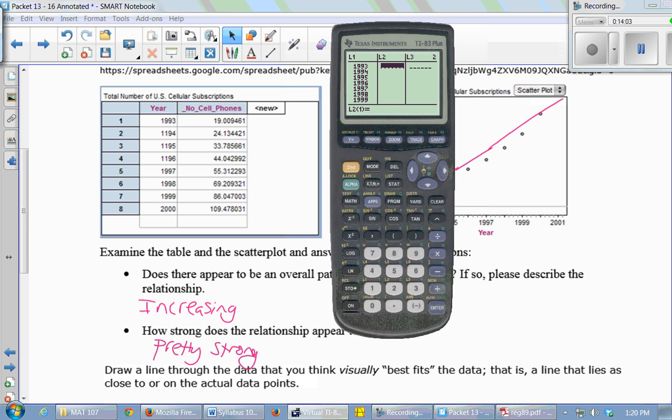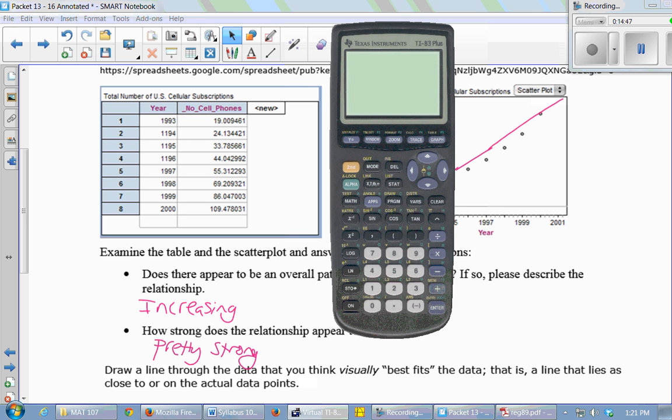And then our number of cell phones data, 19. I'm just going to round these to save time. 24, 34, 44, 55, 69, 86, 109. Okay, so one way to do a quick check that you didn't make a typo entering your data, it's not a guarantee, but your list 1 and your list 2 should be the same length, right? It's just one quick thing you can do to check. All right, so we have our data entered. I'm just going to hit quit to get out of here. Second quit, above the mode button.